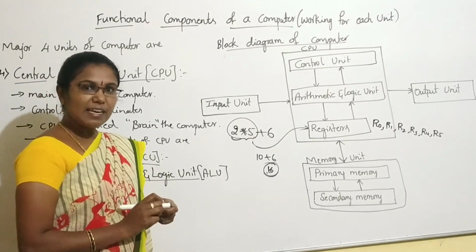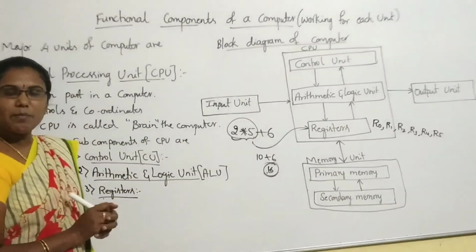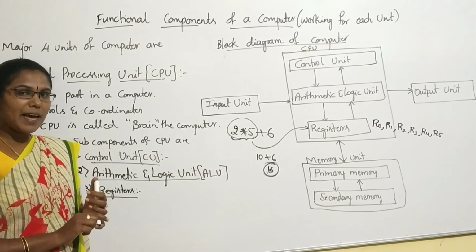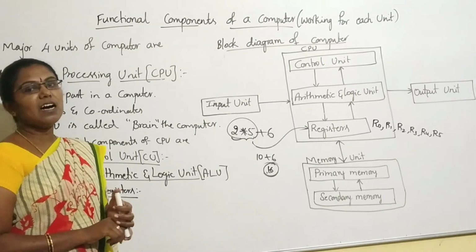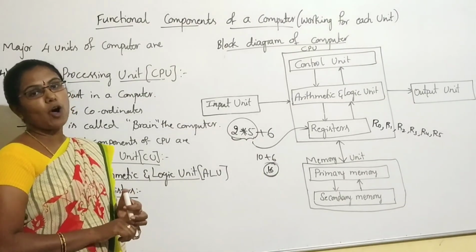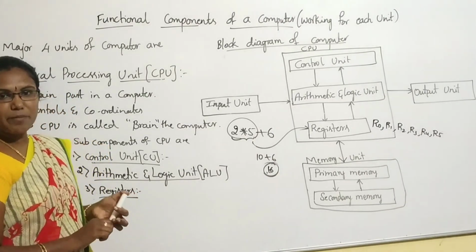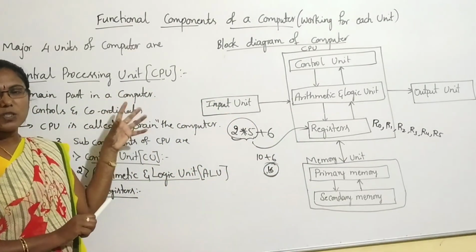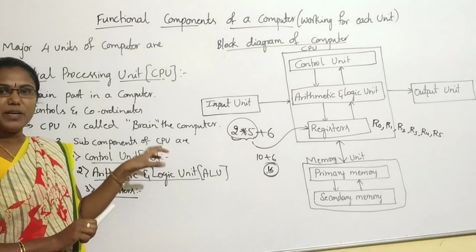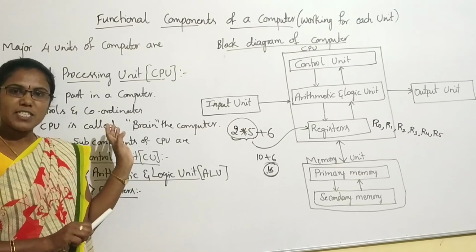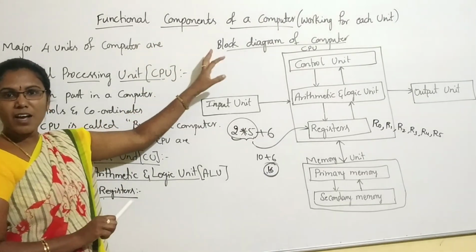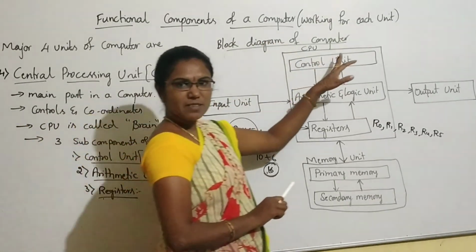Understood? This is an important 5 marks question asked in the exam: Explain the functional units of a computer with a block diagram. So what you should do is draw the diagram and write 2 to 3 points for each unit. Students, are you clear about the functional components of a computer and the working of each unit?